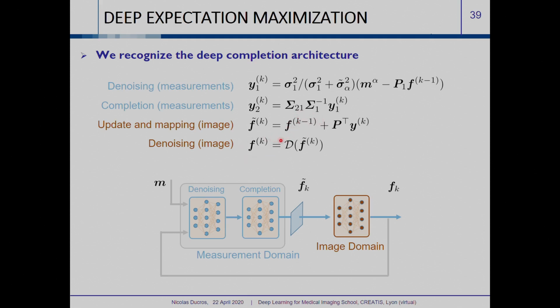This estimate we compute by denoising, so it's a network. I call it the denoising network. It's in the image domain, and from f tilde we can compute fk. Okay, so now if we look at the diagram, we have M the measurement, we denoise the measurement, complete the measurement, and output an image by multiplication by P transpose. Then we are in the image domain, we denoise in the image domain, so we have this network here, and then we update, okay, and this is it.